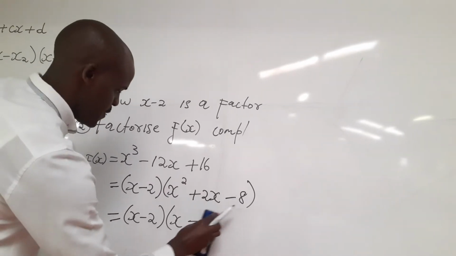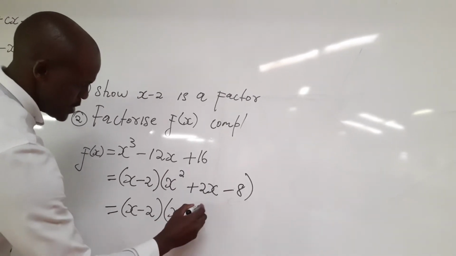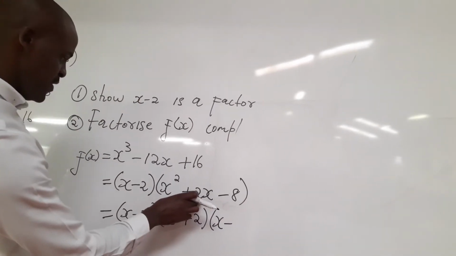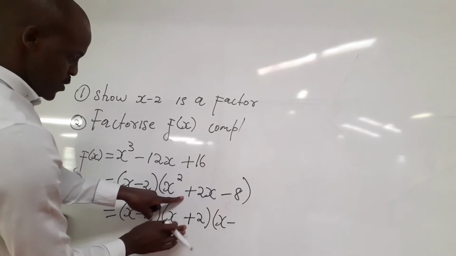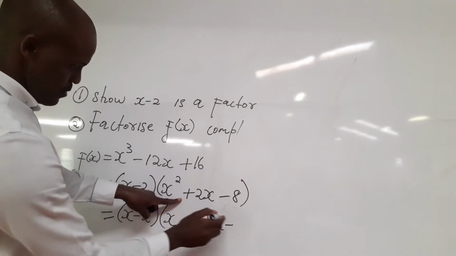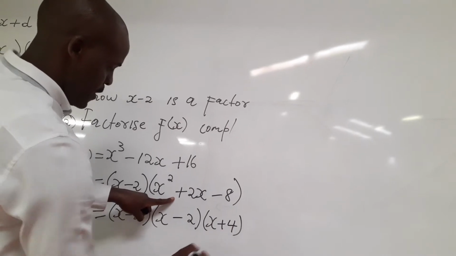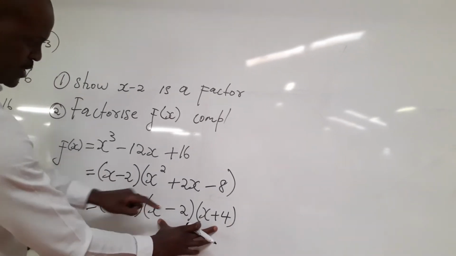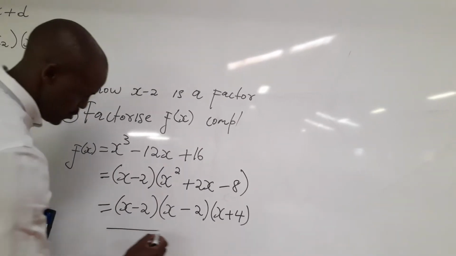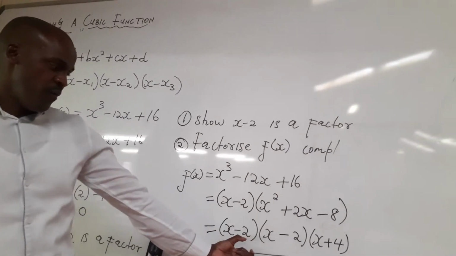It's x minus 2 into x plus 2 into x minus, or we are to find that as positive, so it's minus here. It will be minus and plus 4. Let's check. 4x minus 2x, it will give us that, right? Those are the factors. You're being asked to factorize f at x. So that's how our factors will be.